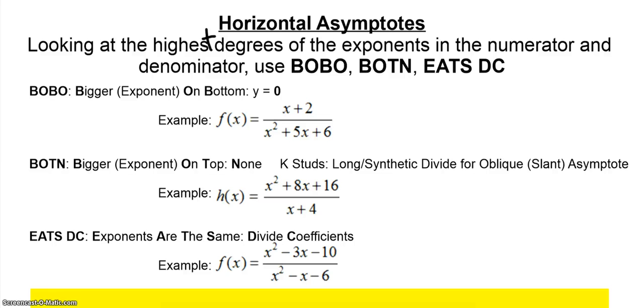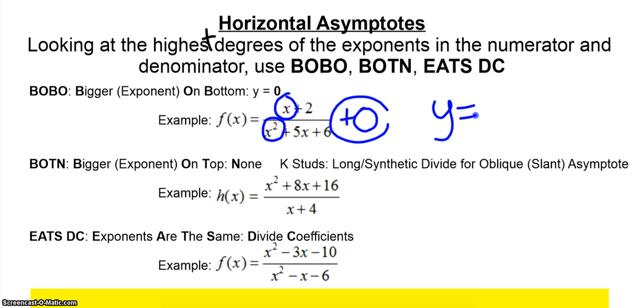If we're looking up here, we've got x to the first power divided by x to the second power. The bigger exponent, being 2, is on bottom. So what you use is the value at the end here. Now we have a plus 0, so that is the thing that we use. We would just set y equal to that number, 0. So that is your horizontal asymptote, only when your exponent is bigger on bottom.